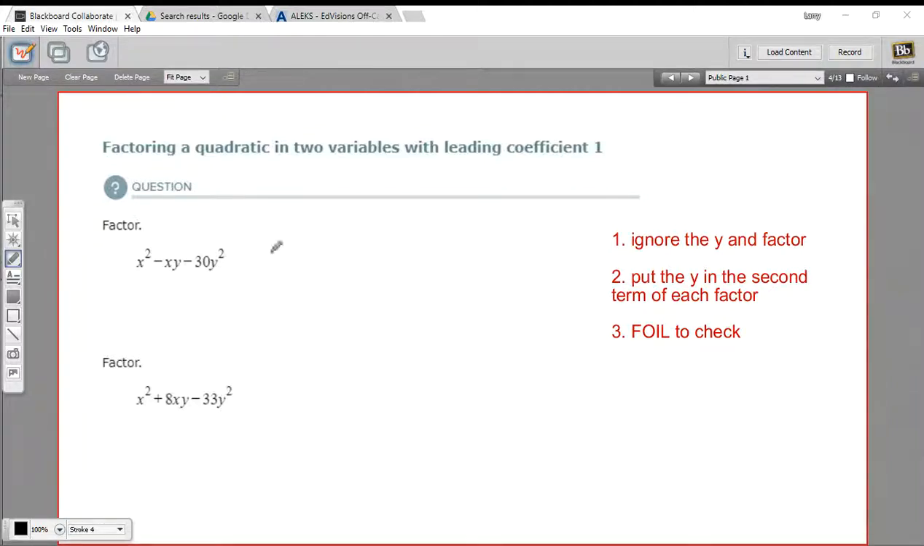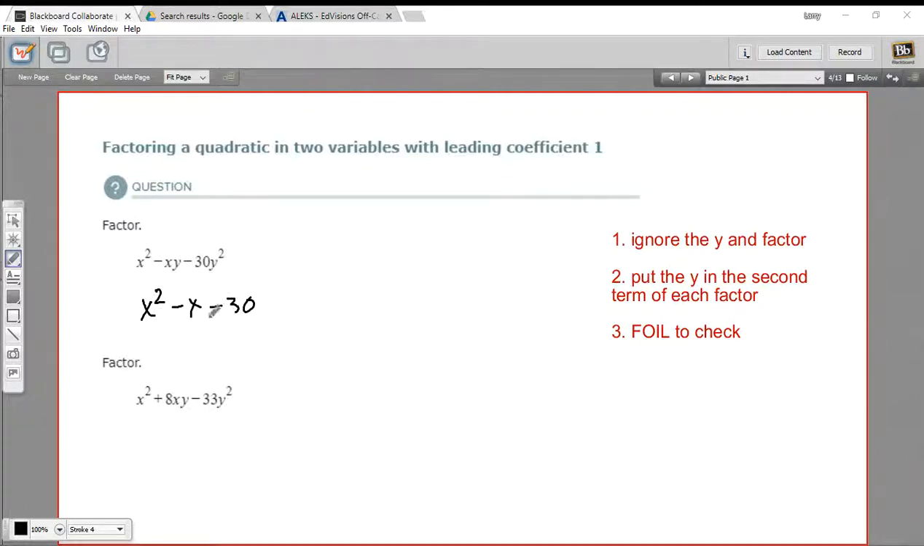Well, the method you should use for a problem like this is just to ignore the y at first and rewrite this with just the x. So that would be x squared minus x minus 30. And then see if you can factor that. And then later, after we're done factoring, we'll put the y back in, and then we'll FOIL this out to check. So how can we factor this?